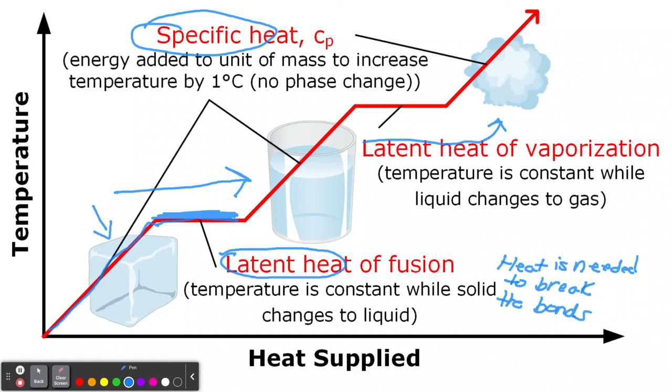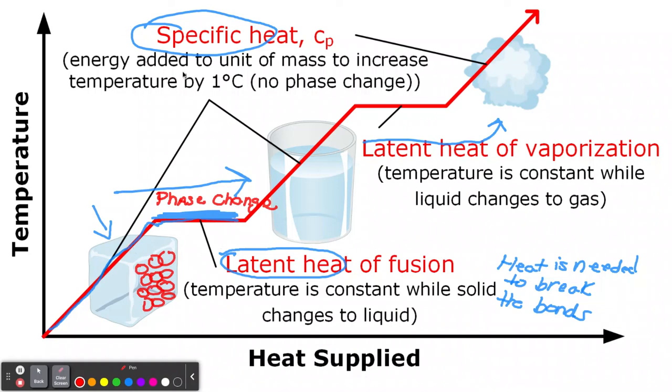So, see if I can clarify that a little more. Use red. So, inside this solid cube, the bonds are tightly packed. We got to break those bonds. And during this phase change, this is what a phase change is. The latent heat is breaking those bonds. And because the latent heat is trying to break those bonds, the kinetic energy is still the same. That's why the temperature is not increasing.